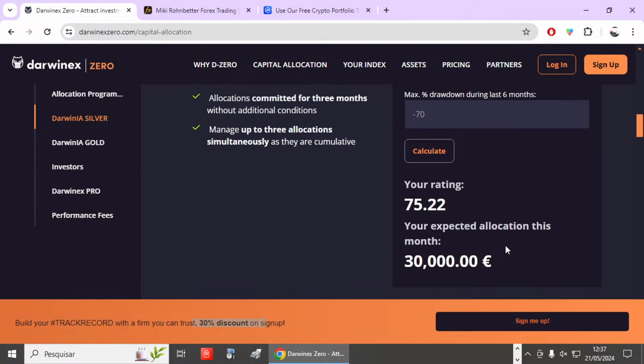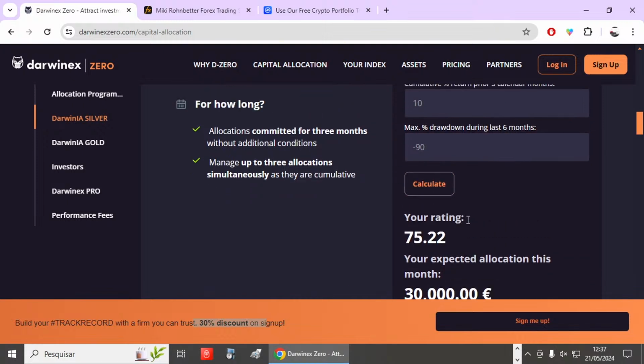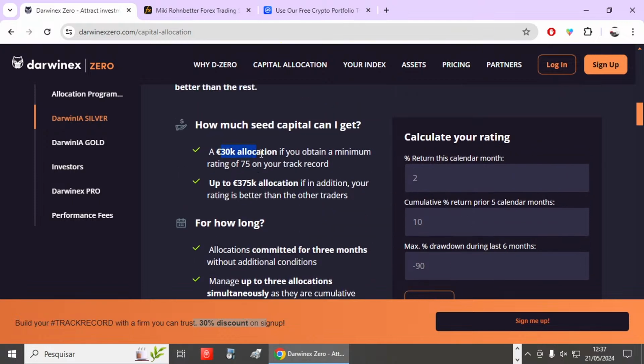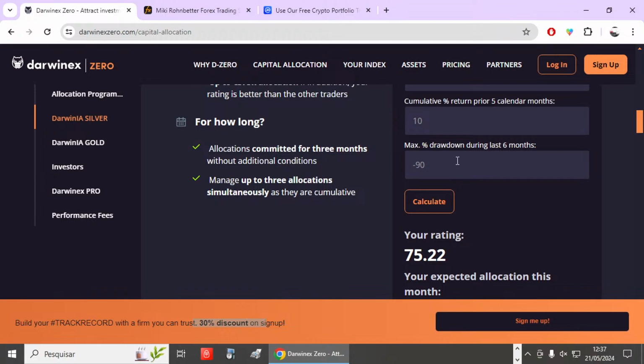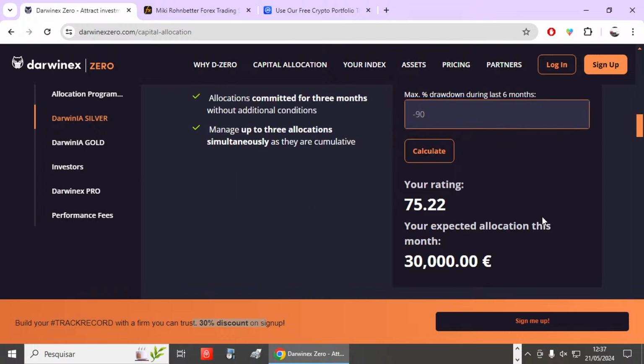Now I have my doubts. What if I draw down 90%? Not true. I don't believe they're going to give me 30,000 if I draw down 90%. Need to talk to Darwinex. Well, what the heck, right? They need to fund me.